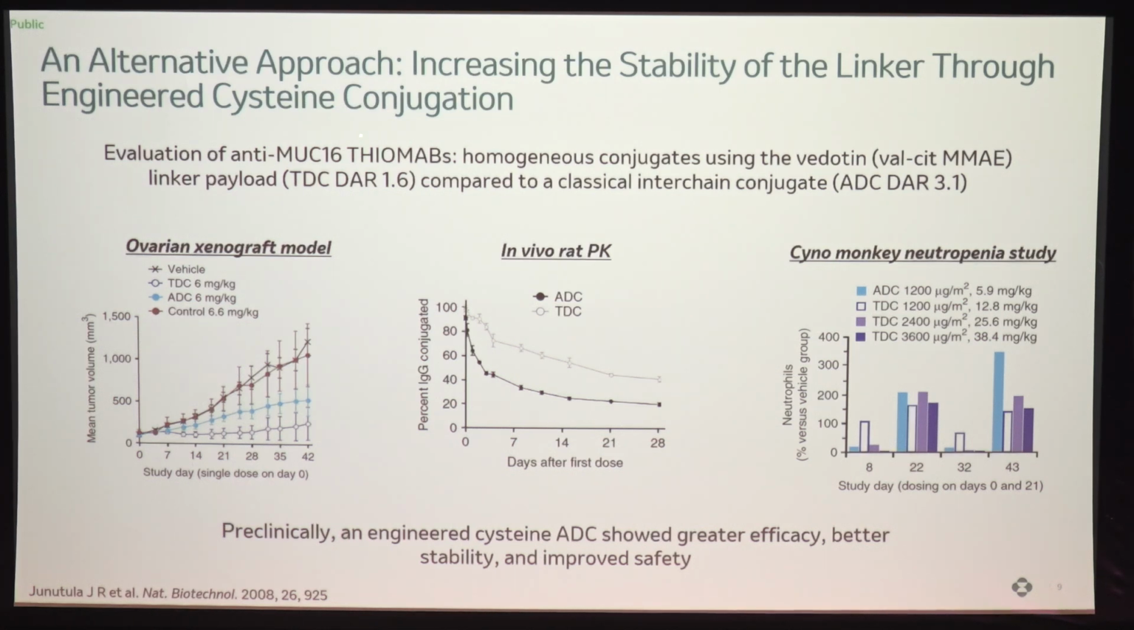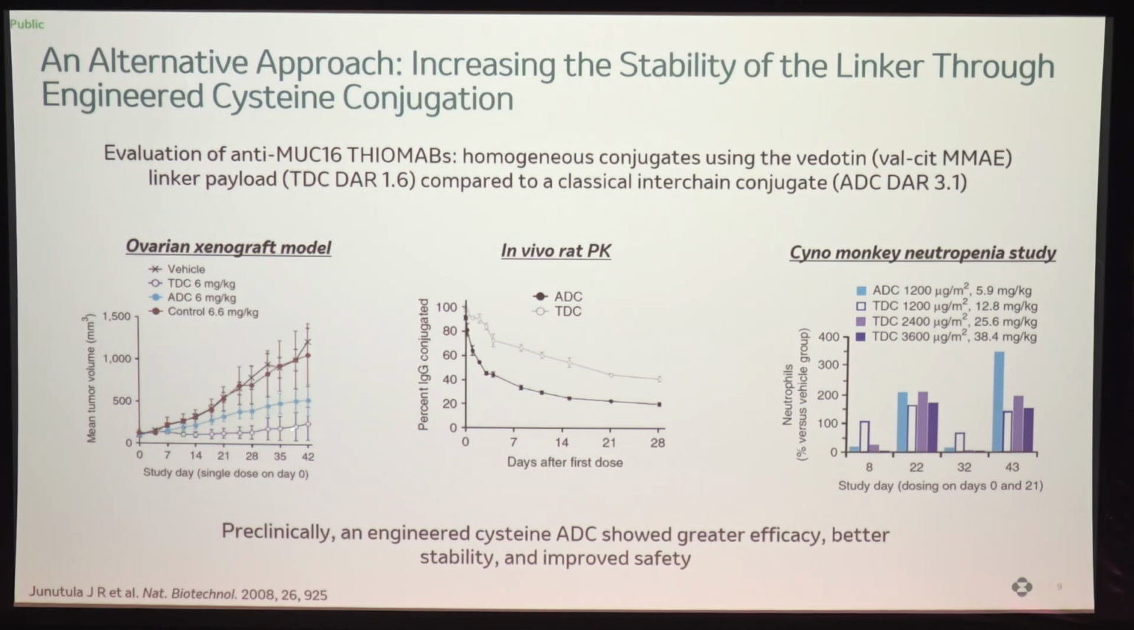And in this example here, they built two molecules. They're anti-MUC16 antibodies. One of them uses their Thiomab drug conjugate at a DAR of about 1.6. The other one is just a traditional stochastic conjugate, giving you a DAR of about 3.1. And both of these are using the exact same linker payload. It's the vedotin linker payload that was pioneered by Seagen. And so at a high level, if you take a look at how these molecules behave preclinically, again, on this xenograft model on the left here, both ADCs are dosed with single dose at the same dose level.